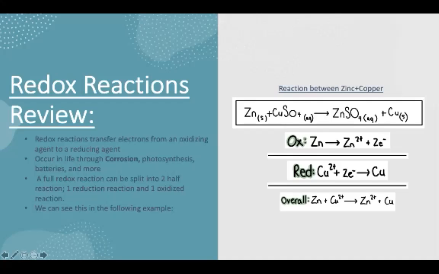As you can see in our overall reaction, zinc went from an oxidation state of 0 to 2+, and it has been oxidized, and copper, being the reverse scenario, has been reduced, as it has gone from a state of 2+ to 0.